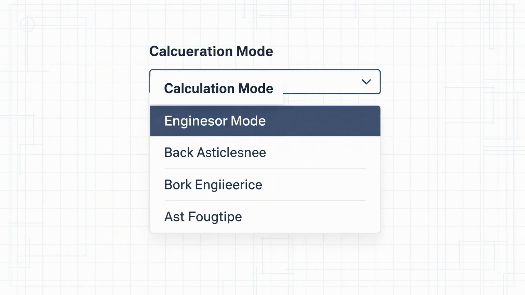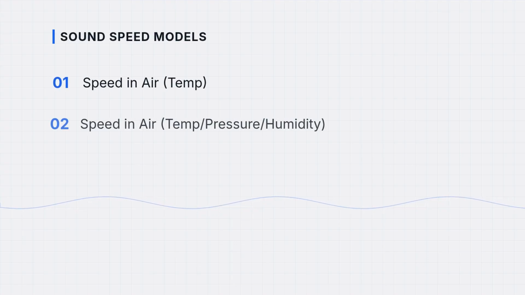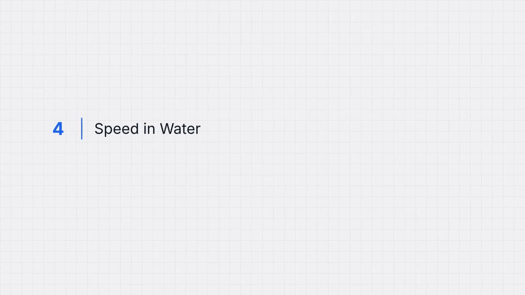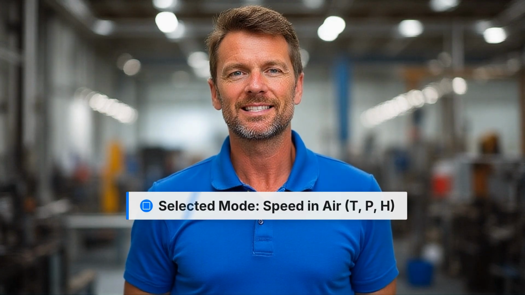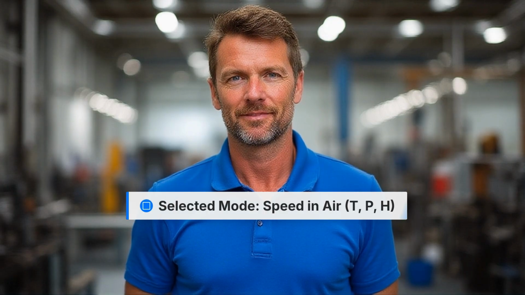The calculation mode dropdown offers 6 distinct options: speed in air from temperature, speed in air with temperature, pressure, and humidity, speed in ideal gas from molecular properties, speed in water from temperature, distance from speed and time, and time from speed and distance. For today's demonstration, we'll select speed in air with temperature, pressure, and humidity to show the most comprehensive calculation.